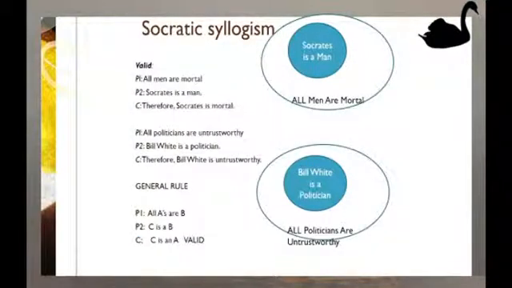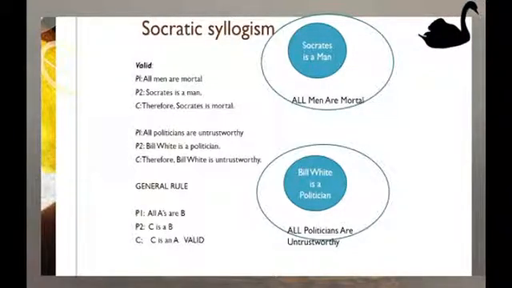Socrates is a man, all men are mortal. All men are mortal, Socrates is a man, therefore Socrates is immortal. Right? It's nice, simple logic. All politicians are untrustworthy. Bill White is a politician, therefore Bill White is untrustworthy. That is a valid argument.